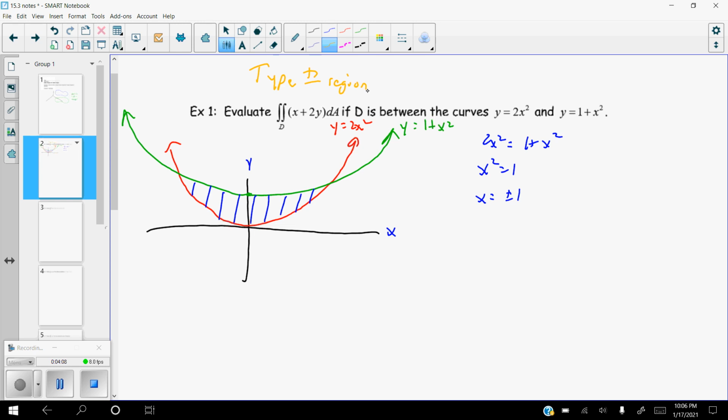And a type 1 region means that the functions are going to be from top to bottom. Or another way to think about it is we're going to do the double integral of f of xy dy dx. And as I set it up, I'll explain what I mean by top to bottom and why it's dy dx as opposed to dx dy. So the idea is this.